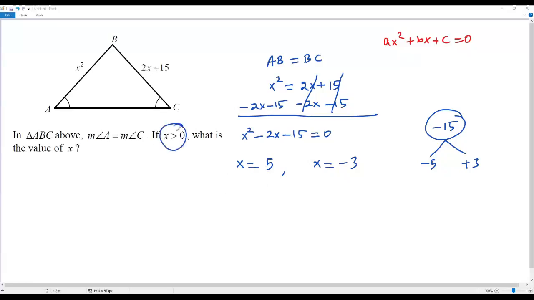But the question says x has to be greater than 0, that is positive. So we can reject the second value of x, negative 3. So we can consider only the first value of x. So therefore x equals 5.